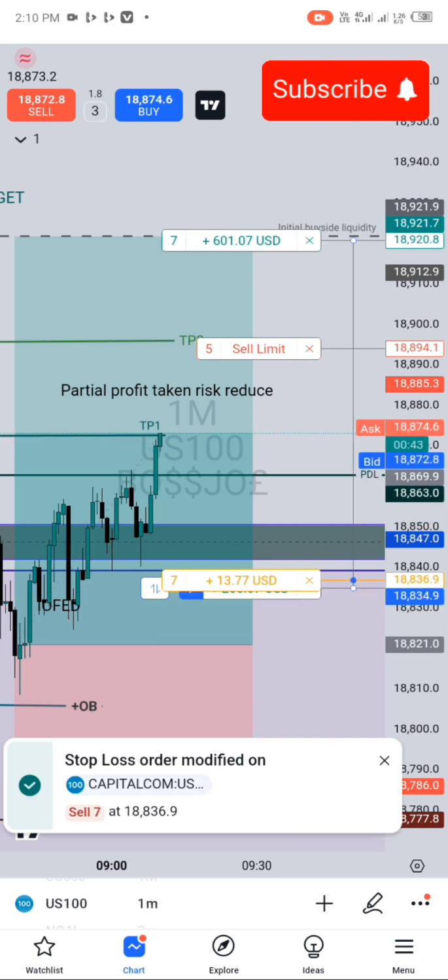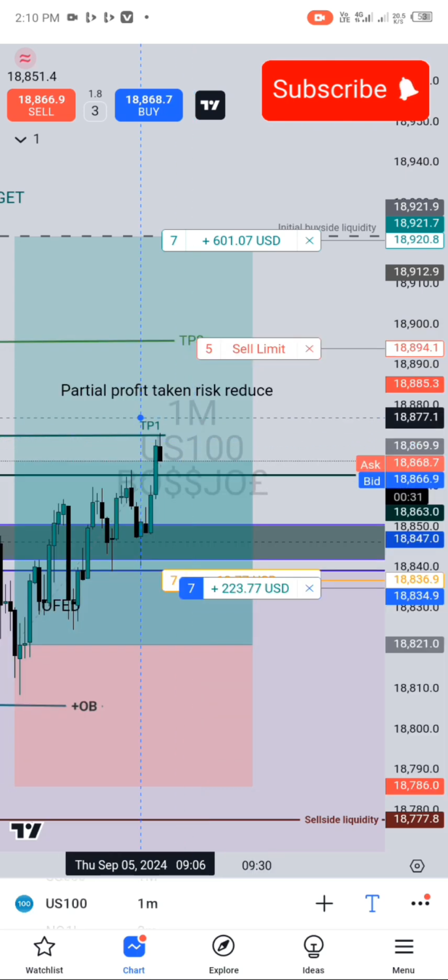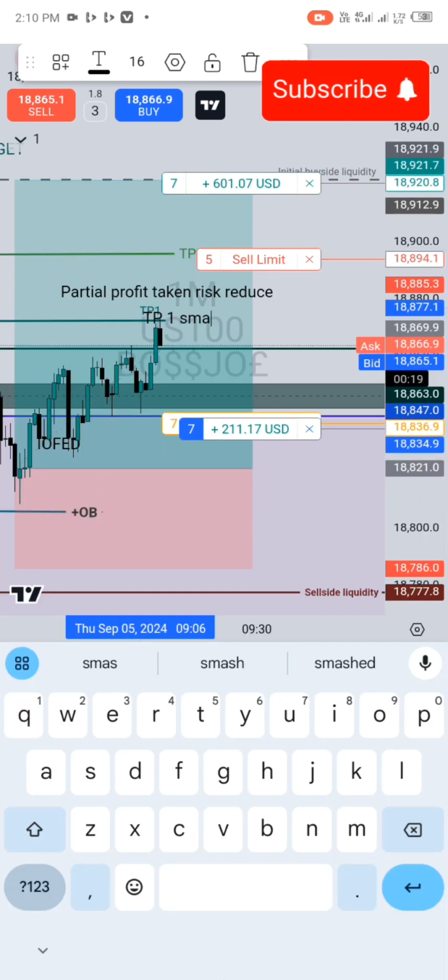So you see how that TP2 hit and I was okay. I moved stop loss to break even. It was done for the day.